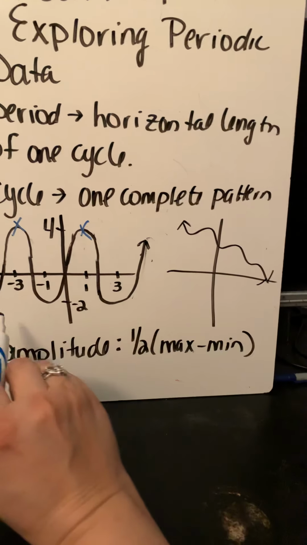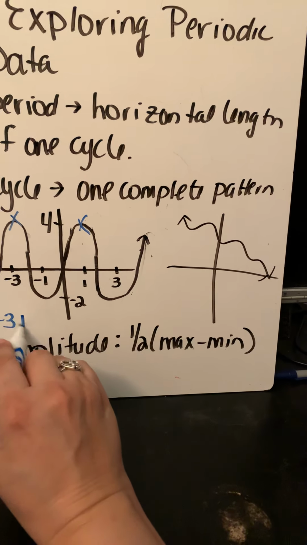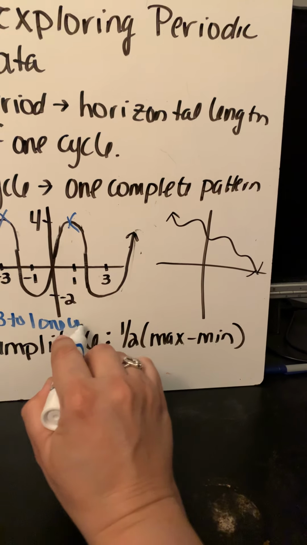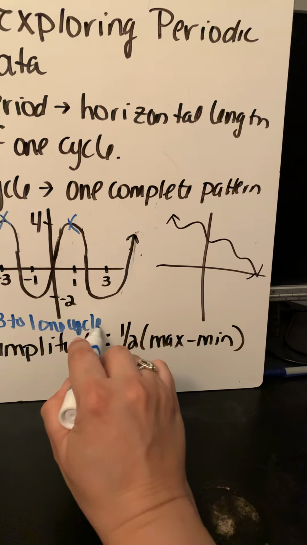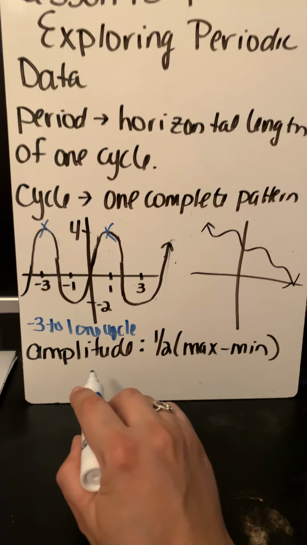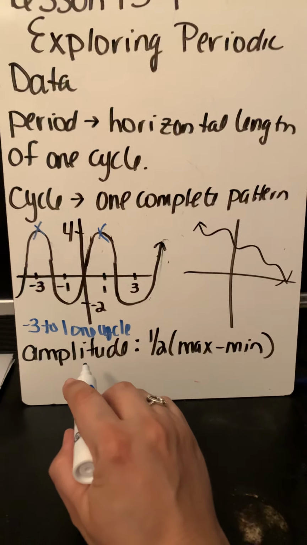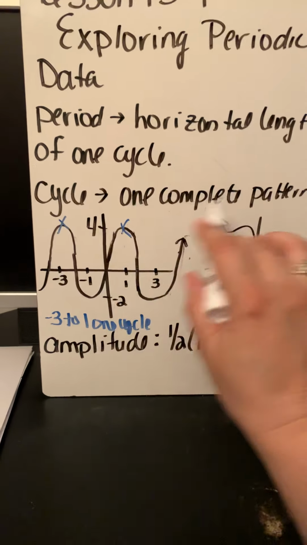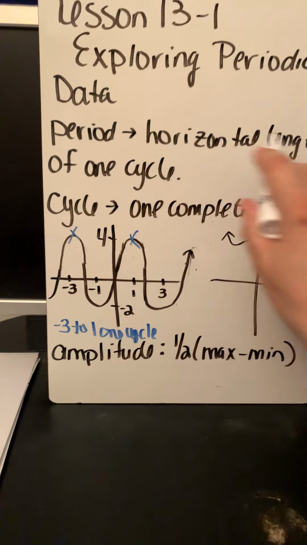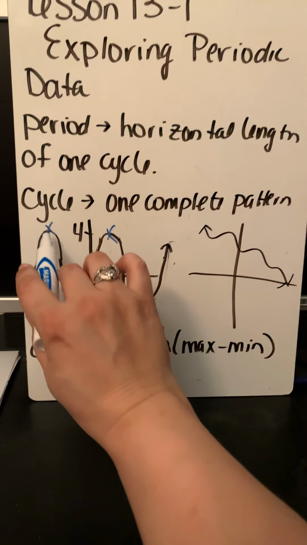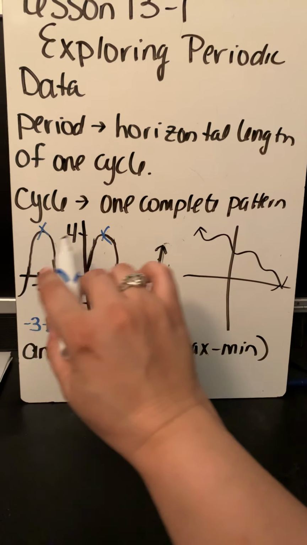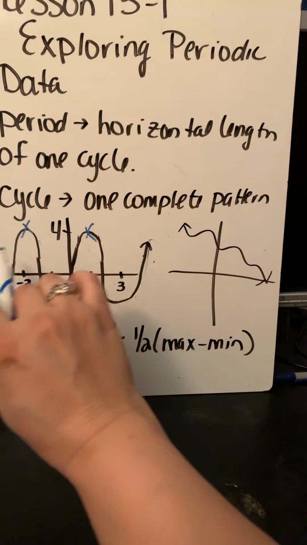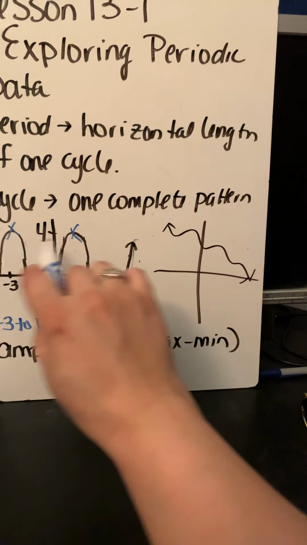So I could say from -3 to 1 is one complete cycle. Okay? From -3 to 1 is one complete cycle. So one complete cycle, a period is the horizontal length of one cycle. So I'm looking at the length of -3 to 1. Well, what's the length of that? Like, how far apart are they?